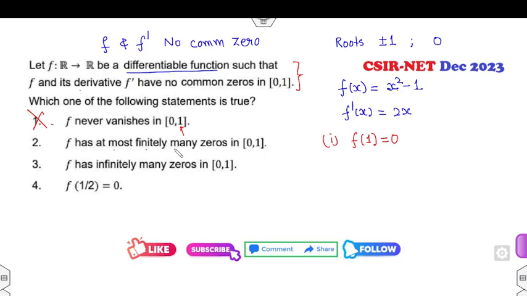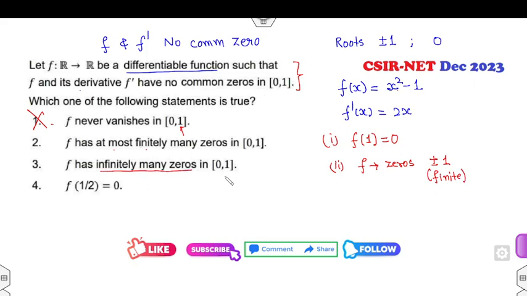Option: f has at most finitely many zeros. How many zeros does f have? That is plus minus 1, which is finite. But this is the one counter example. We can't confirm this option as correct until we discard the others.